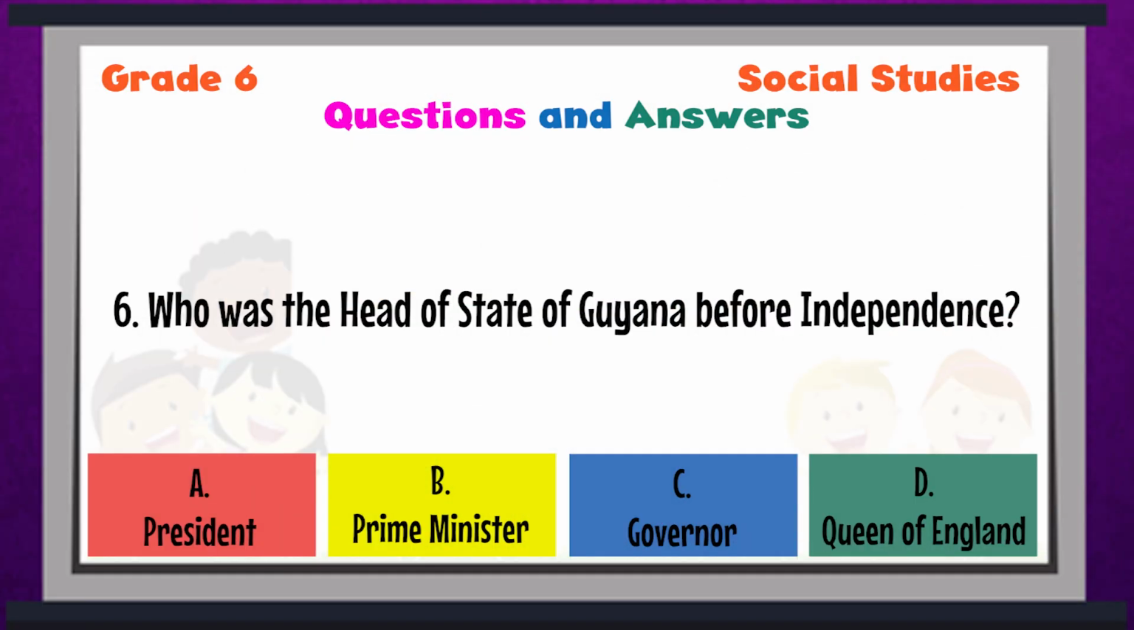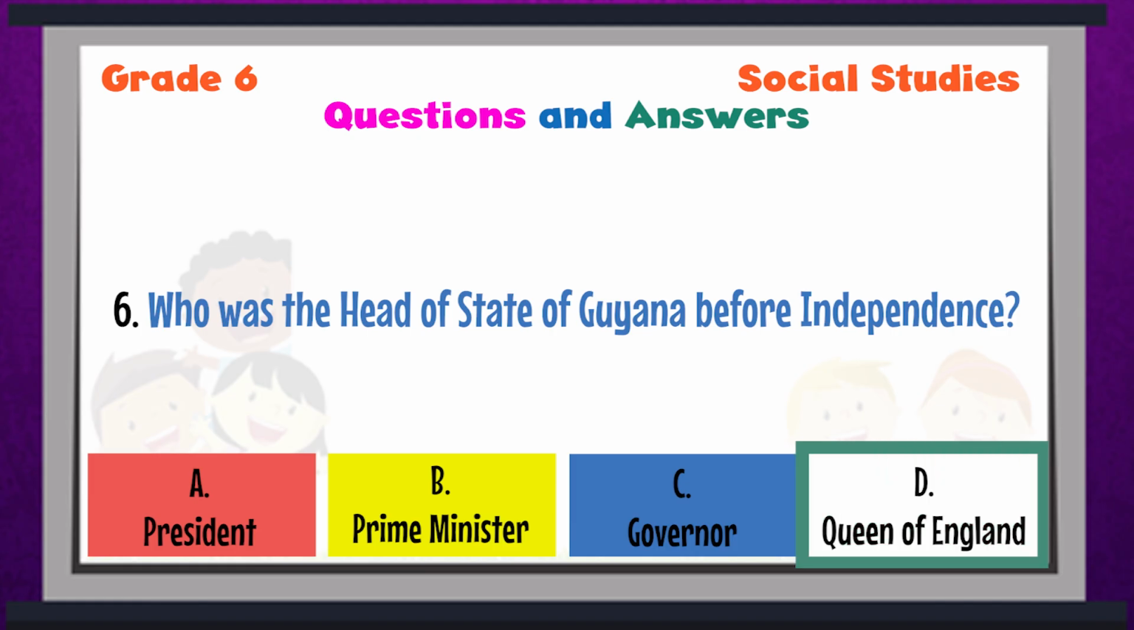Question 6. Who was the head of state of Guyana before independence? A, president. B, prime minister. C, governor. Or D, Queen of England? The answer is D, the Queen of England.